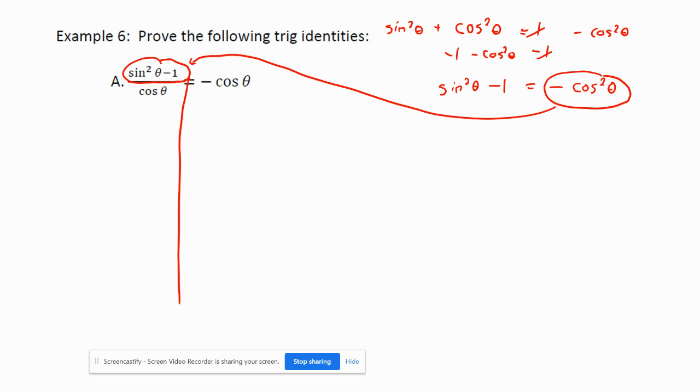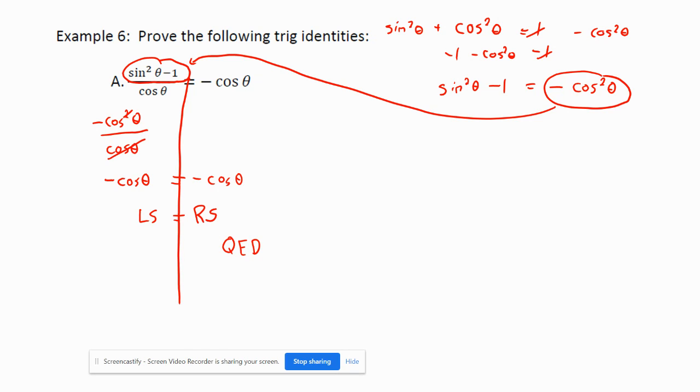So again, two-column proof. We make this substitution and have negative cosine squared over cosine theta. Now cos squared over cos, we get some cancellation, and we're left with just negative cosine theta equals negative cosine theta. The left side equals the right side, which was to be shown, QED. So here's our concluding statement.